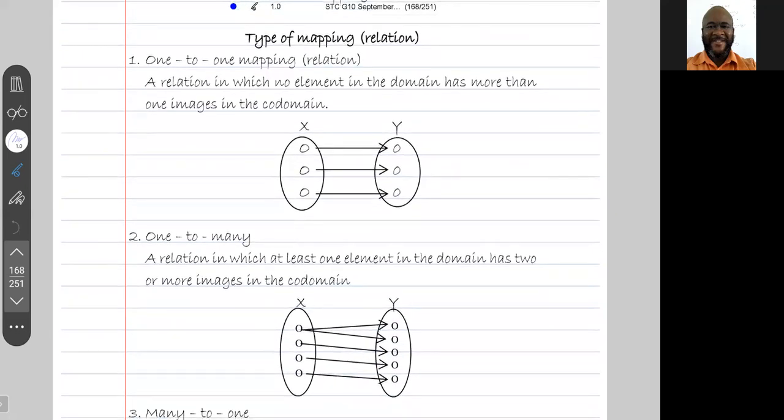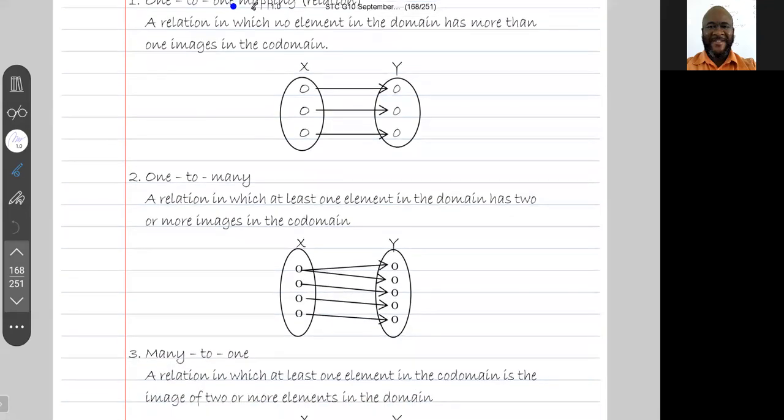So here the first diagram is showing a one-to-one mapping, or a one-to-one relation. Now, a one-to-one relation is a relation in which no element in the domain has more than one image in the codomain. In other words, every element in the domain that has an image is mapped to only one image in the codomain. So a relation in which no element in the domain has more than one image in the codomain is called a one-to-one mapping.